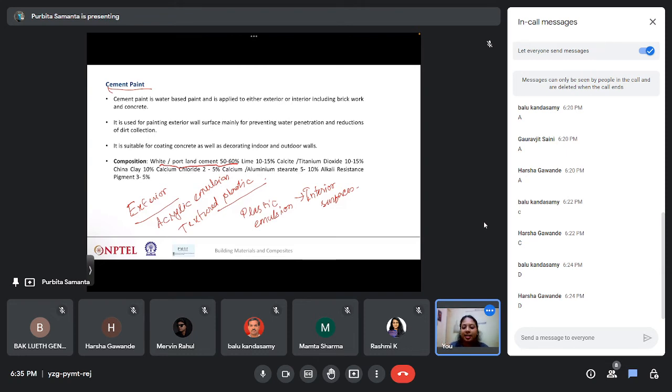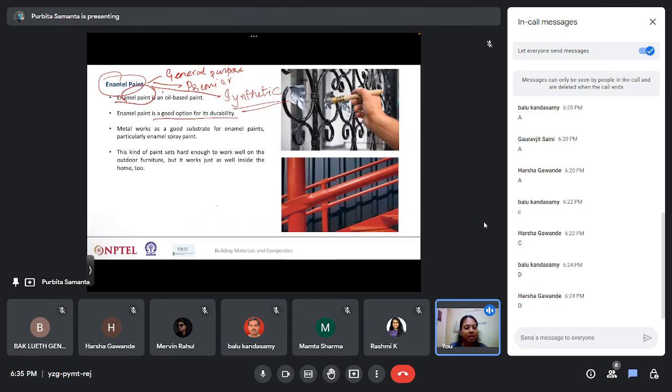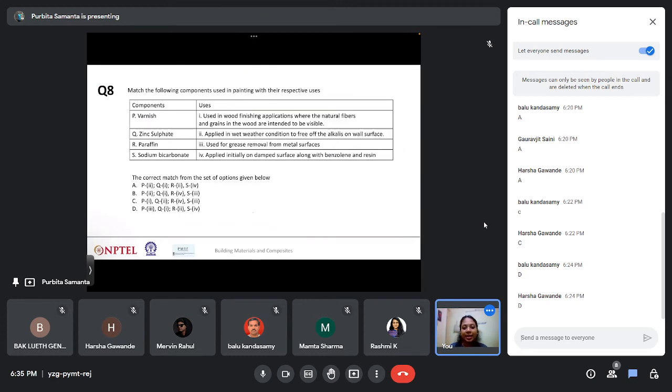I hope this is clear to you all. And that brings us to our next question, the eighth question, which says match the following components used in the process of painting with their respective uses. So what are the things that we have? We have varnish, zinc sulfate, paraffin, and also sodium bicarbonate. So these are some of the components or compounds that we have, and accordingly, you have to match.